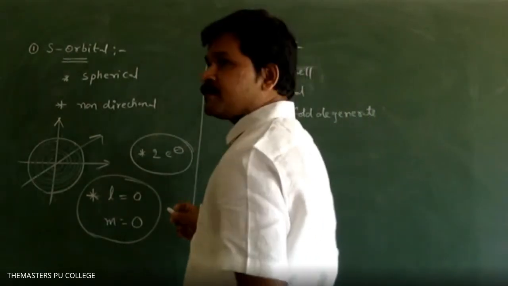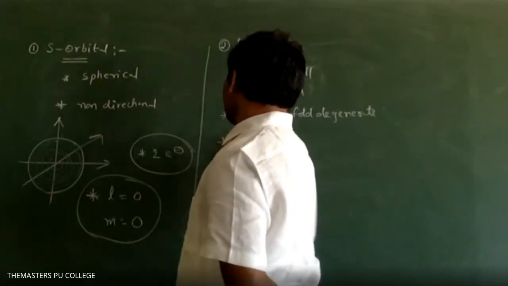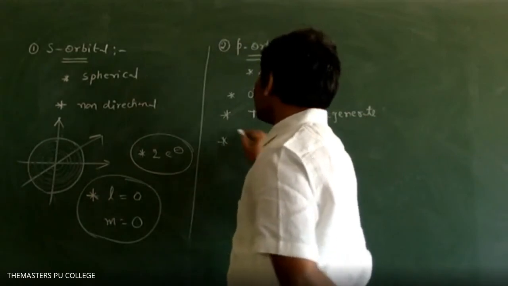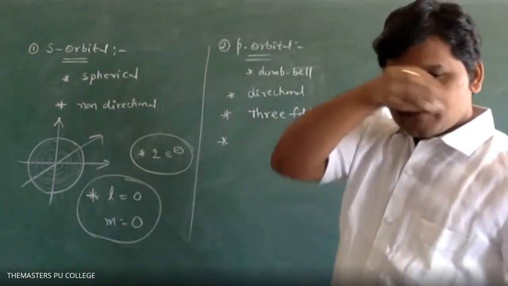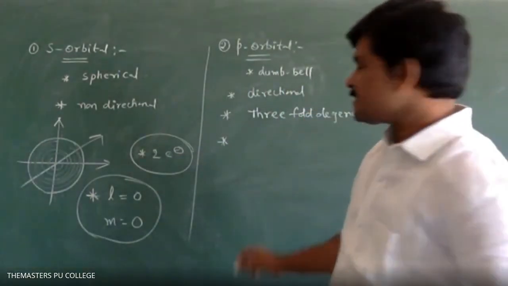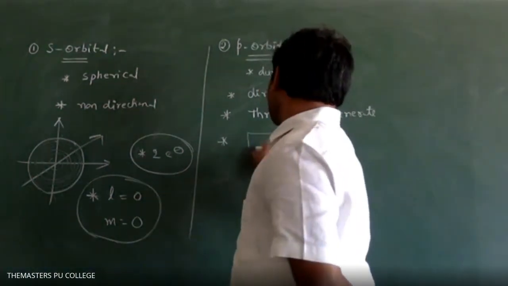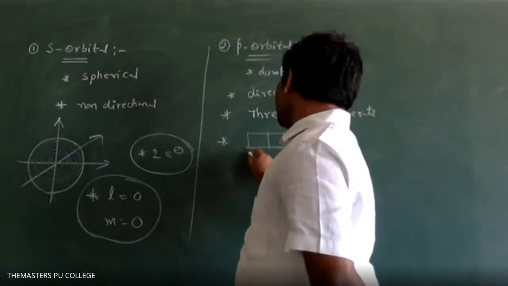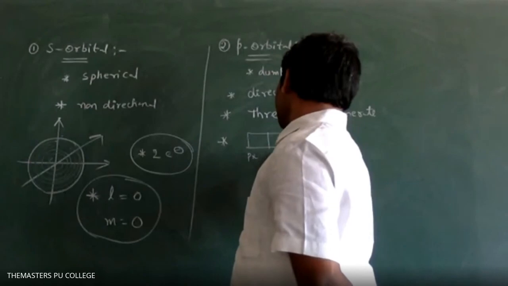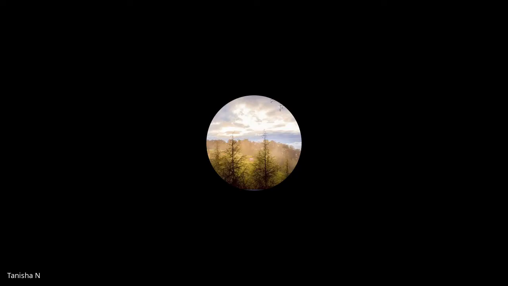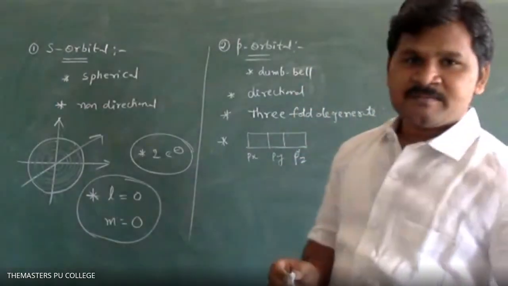Okay. Next. For P orbital, 3 boxes I told. So how to represent these 3 boxes? One is Px, another one is Py, another one is Pz. Px, Py, Pz.